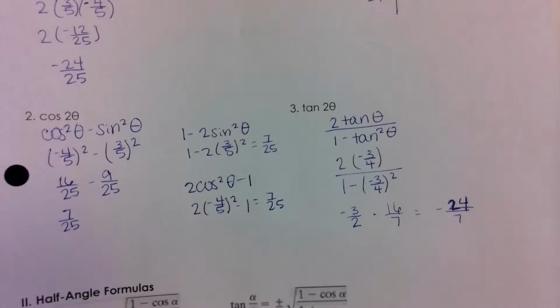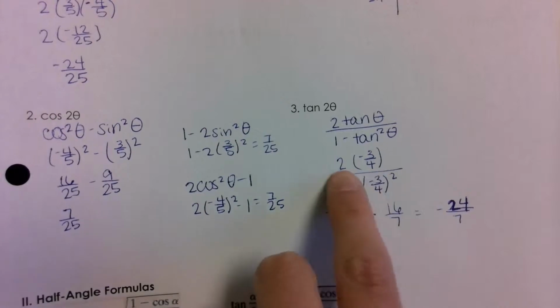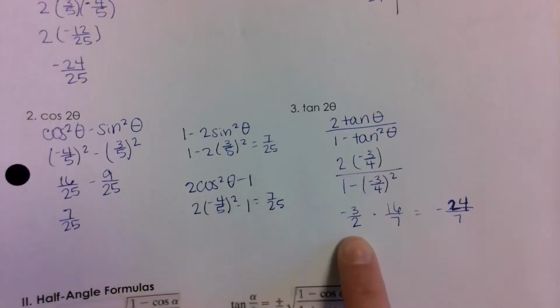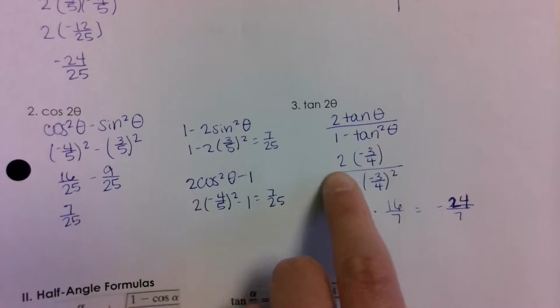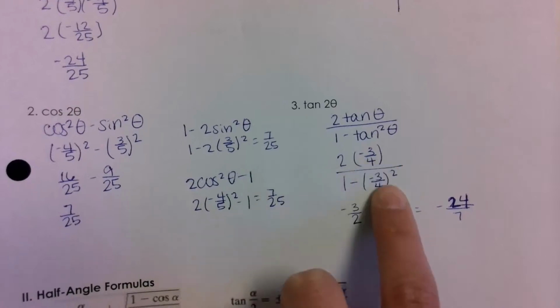Questions? Yeah. Would it be positive 24 over 7? Because after you square it, you still get 1 minus 9 over 16. Up top is negative. Because 2 times 3 is 6, and 6 over 4 reduces to 3 over 2.